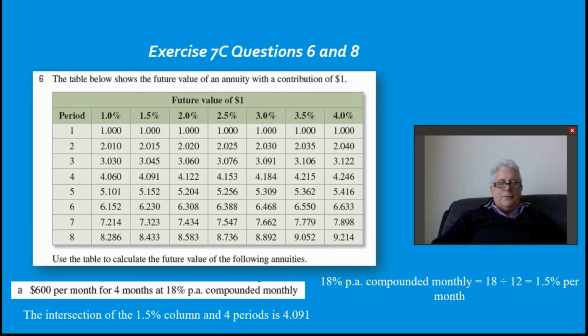Finally, when we've got that intersection, we multiply it by how much the contribution is, which in this case is $600. So let's do that. And we get a future value of $2,454.50 after contributing $600 per month for 4 months at 18% per annum. There's your answer. Second question.